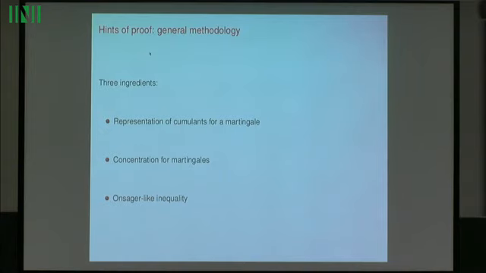So the first is a probabilistic representation for the cumulants of a martingale. Then an argument of concentration for martingales, and to have concentration, we need an inequality of type Onsager. So let me illustrate these points first for the concentration of martingales.